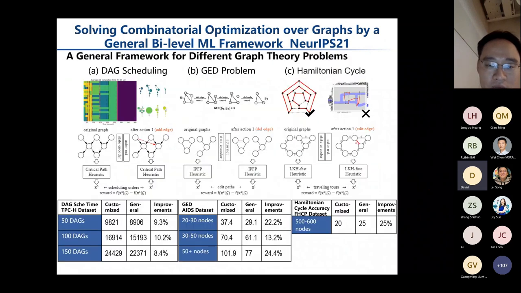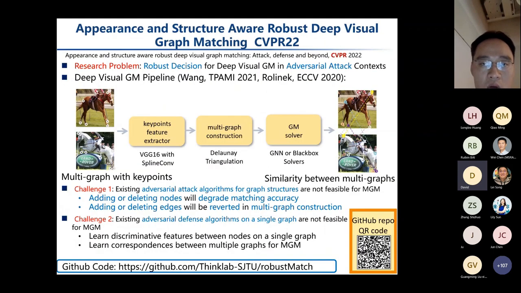And we also find that it's very applicable to different problems like DAG scheduling, GED graph edit distance, and Hamilton-like TSP routing problems. And we can have a very significant performance gain on different tasks. And we also released our code.